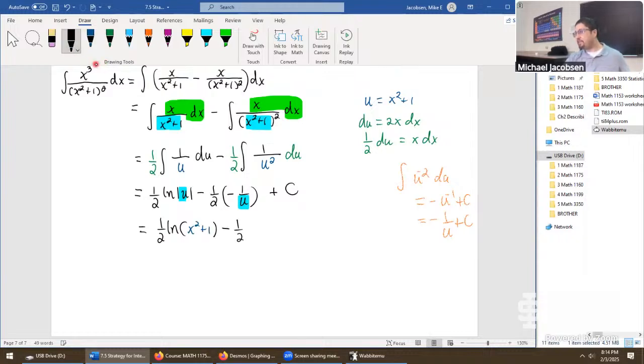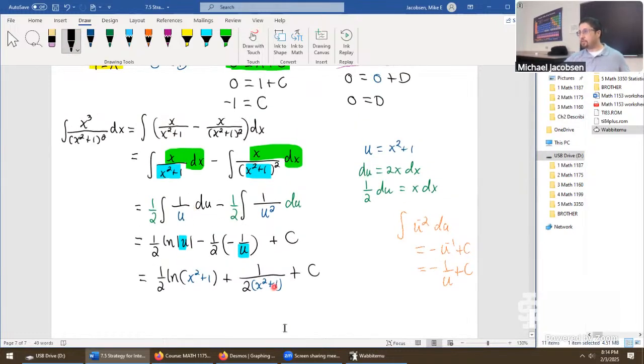Then minus 1/2. Actually, let's simplify that down a little bit better. This is plus 1/2, and in place of u, x squared plus 1, and add the constant. So my claim is if you differentiate this line, you get up to this step, and then add the fractions, you would get back to this step.